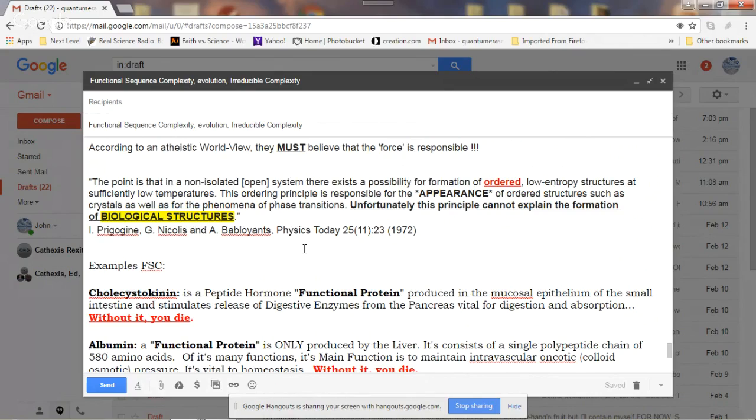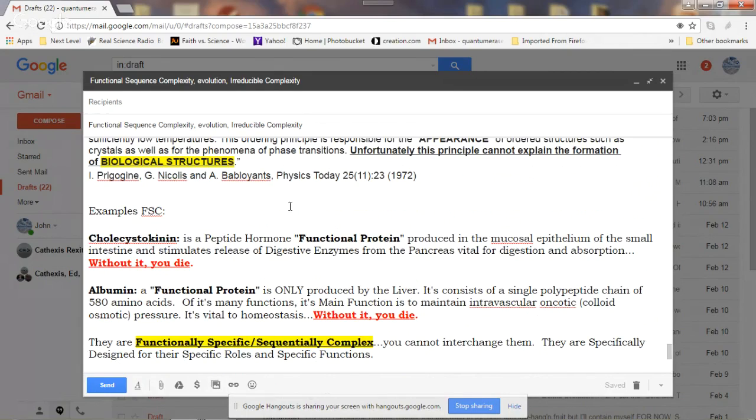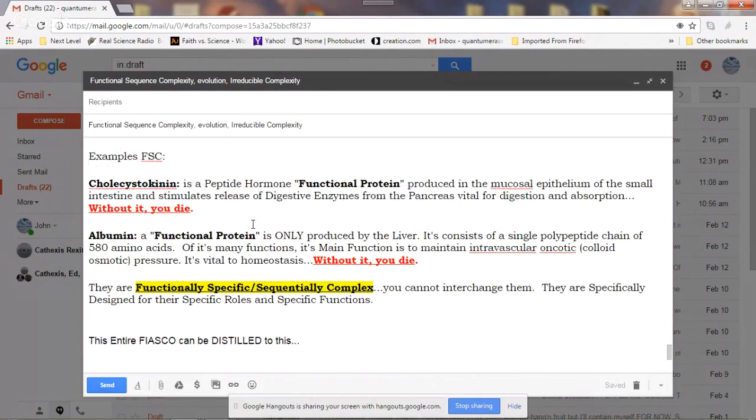Unfortunately, this principle cannot explain the formation of what? Biological structures, because it's functional. Biological structures are functionally sequenced in specified complexity. That's why. So a couple more examples of functional sequence specified complexity. Cholecystokinin is a peptide hormone or functional protein produced in the mucosal epithelium of the small intestine and stimulates release of digestive enzymes from the pancreas that are vital for digestion and absorption. Without it, you die.